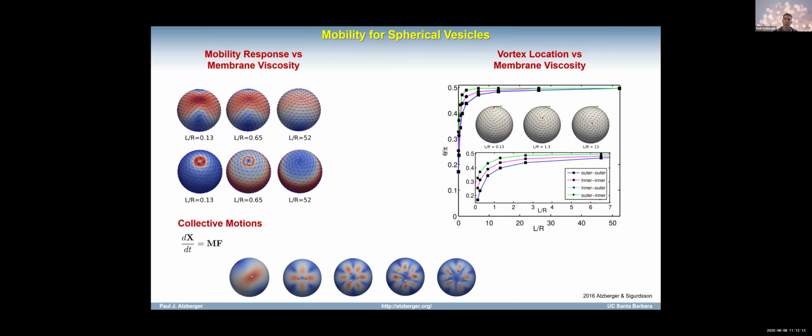And so that's what I'm just showing here, kind of a chart of how the ratio of the Saffman-Delbrück length to the radius of the vesicle can be used to basically predict where this vortex center will be. And you could use that as a proxy to get the viscosity estimate.